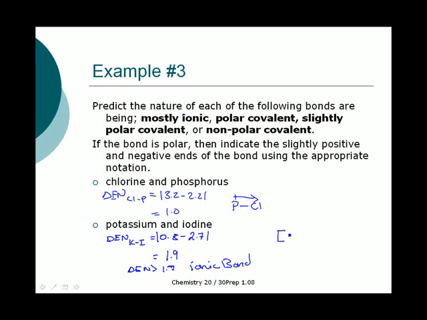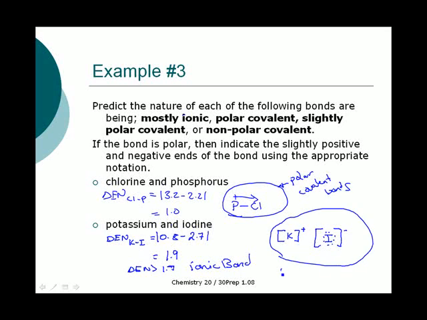So potassium will be positively charged, and iodine would have its full valence energy level and be negatively charged. It would be iodide. So when representing what the polarity is, this is for only polar covalent bonds. This we would use for mostly ionic bonds.